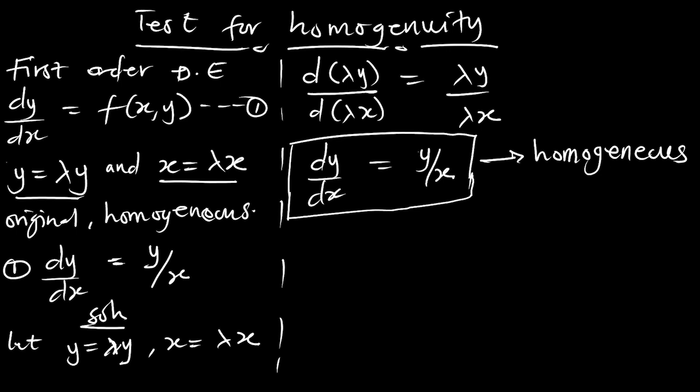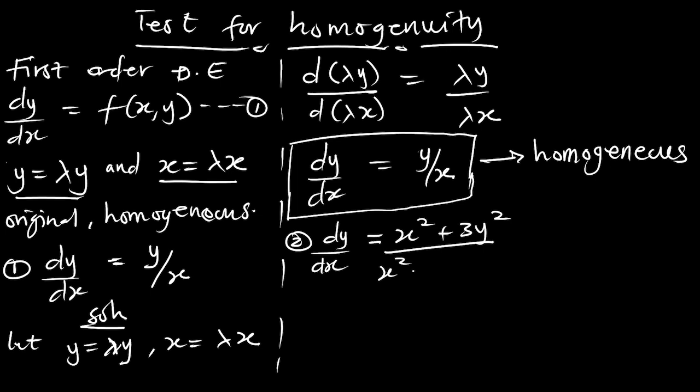Now let's look at the second example. I have dy/dx to be equal to x squared plus 3y squared. When we are done, I'll give you a clue to help you solve for objective questions. So if I have plus y squared, so this is my equation, and I'm to test if this equation is homogeneous.